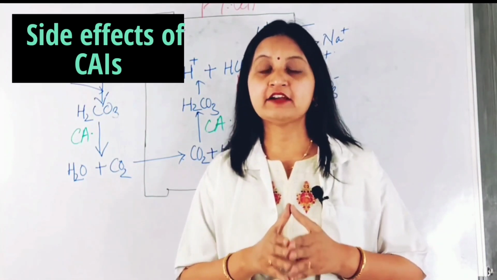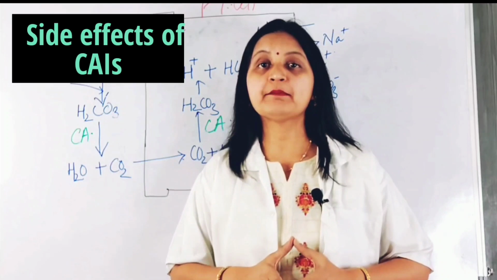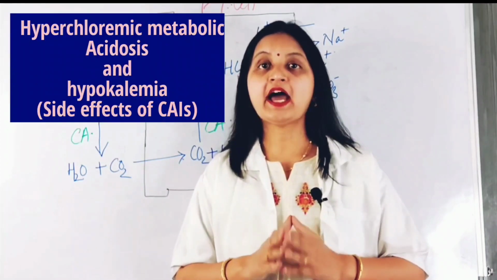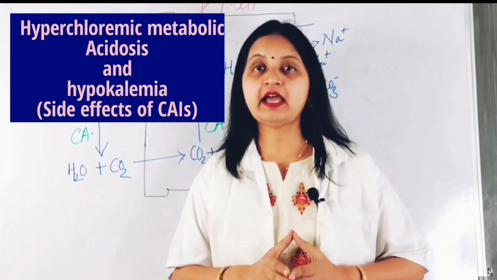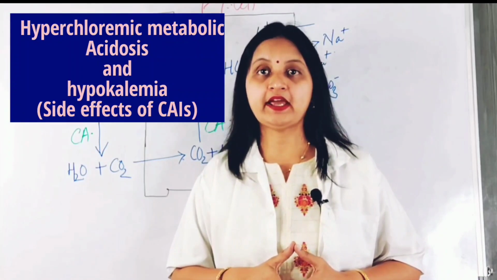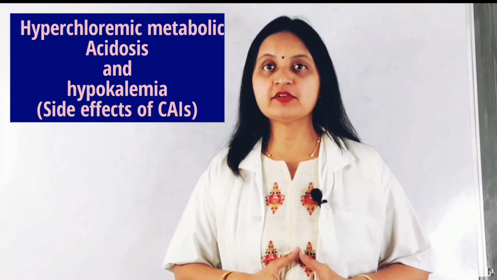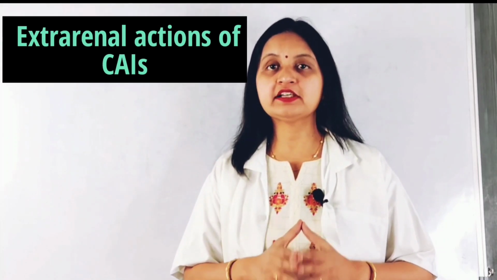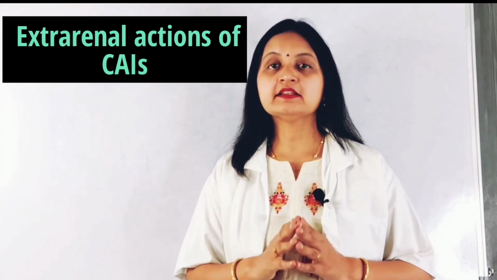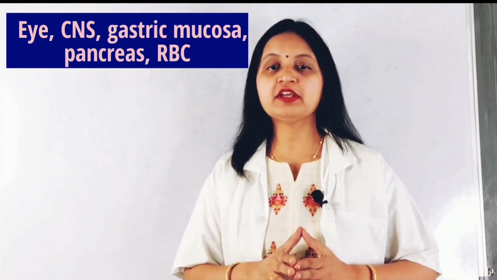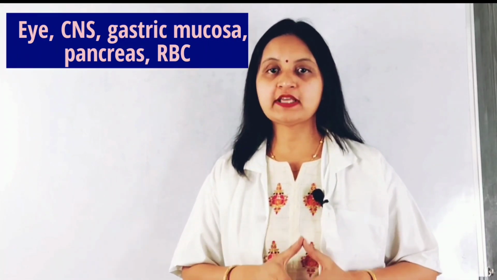Amongst the side effects that we have discussed, hypochloremic metabolic acidosis and hypokalemia can occur as side effects of carbonic anhydrase inhibitors. What are the other actions of carbonic anhydrase inhibitors on extrarenal tissues such as the eye, the central nervous system, gastric mucosa and the erythrocytes?